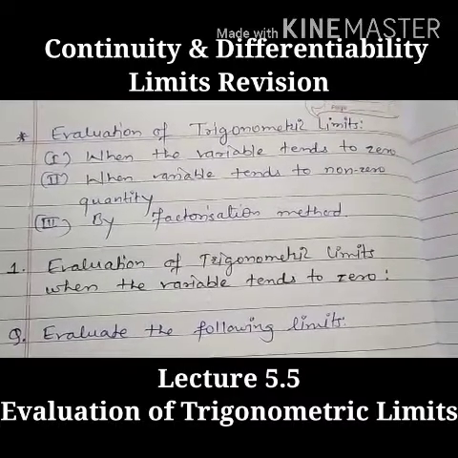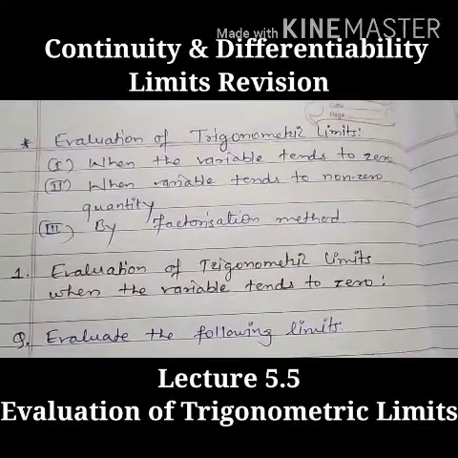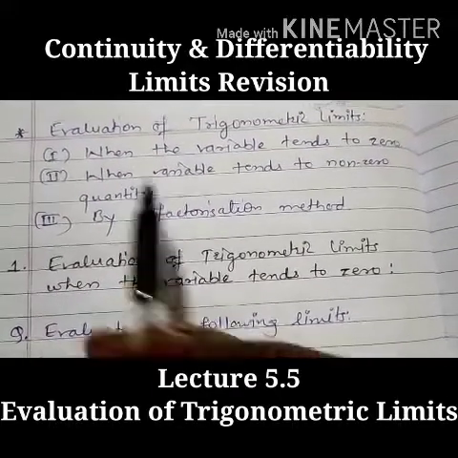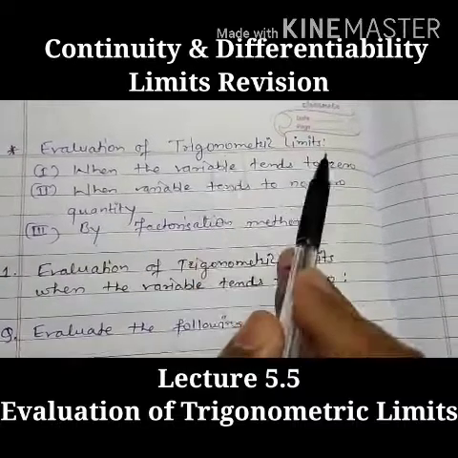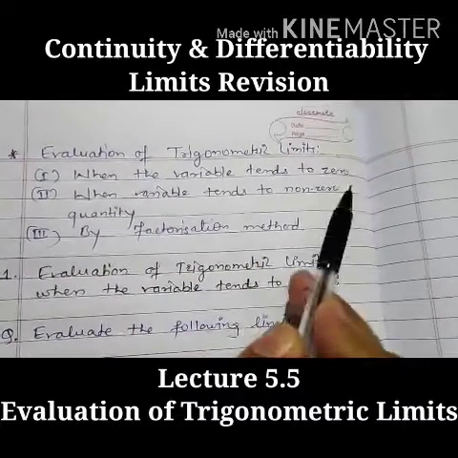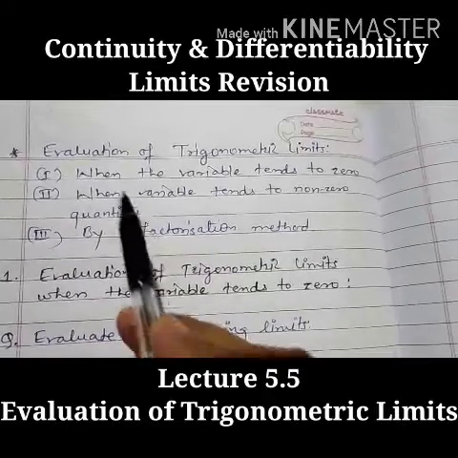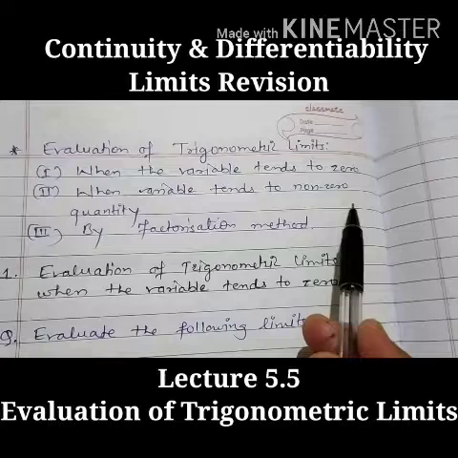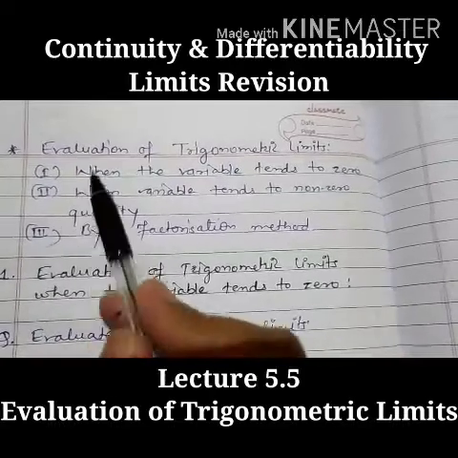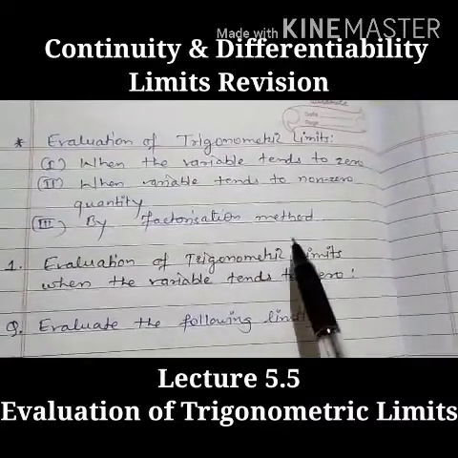Okay. Now we'll start with the evaluation of trigonometric limits. First one, when the variable tends to 0. Second type, when the variable tends to a non-zero quantity. Now third one, evaluation of trigonometric limits by factorization method.